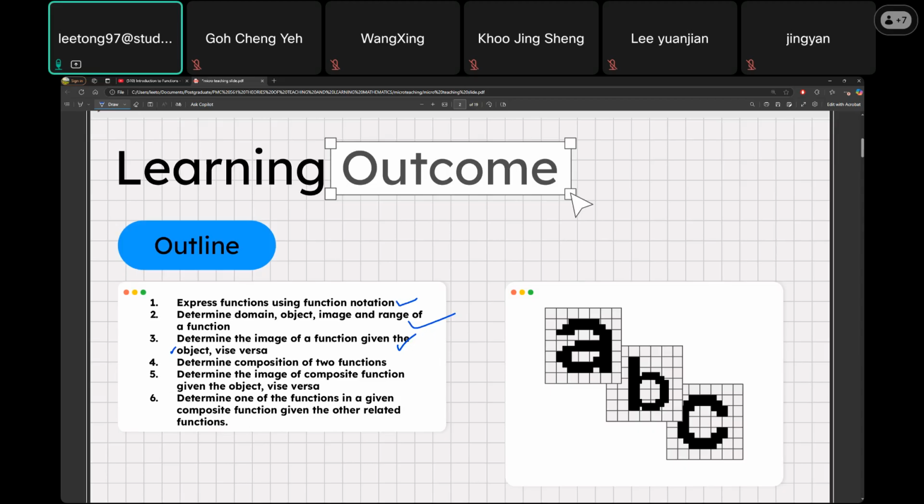Determine composition of two functions. Determine image of composite function given the object. Determine one of the functions in a given composite function given the other related function. Okay, these are our learning outcomes.